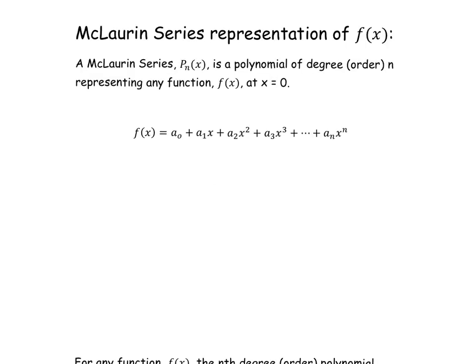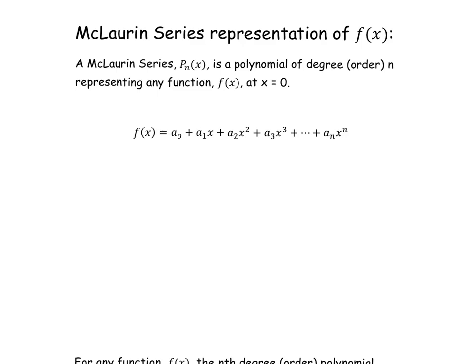Let's get started. Okay, so what is a Maclaurin series representation of f of x, and how is it used? Let's talk about that. A Maclaurin series, called p sub n of x, is a polynomial of degree or order n representing a function f of x at the point x equals 0. And I really should put in here as well, around x equals 0. For many functions, we can represent that function using a polynomial of degree n, to model that function on an interval that we will find later on in this course.